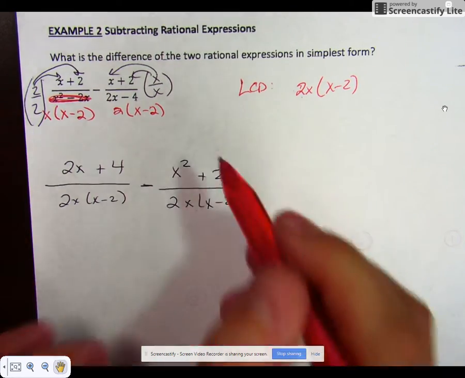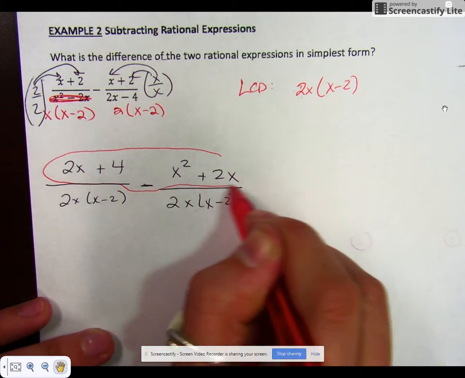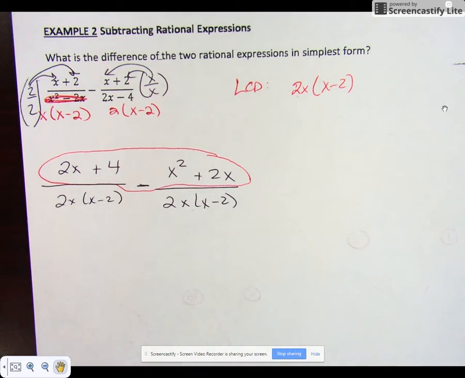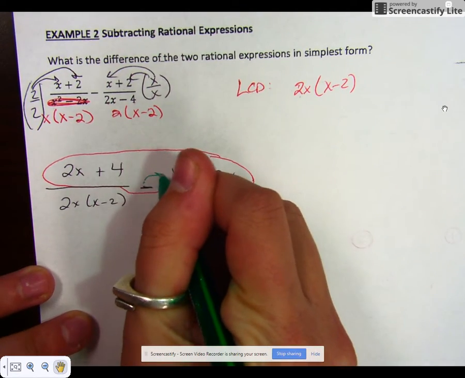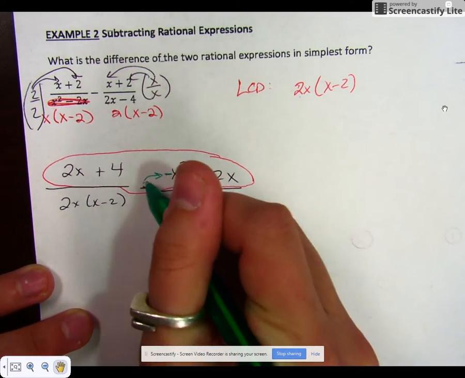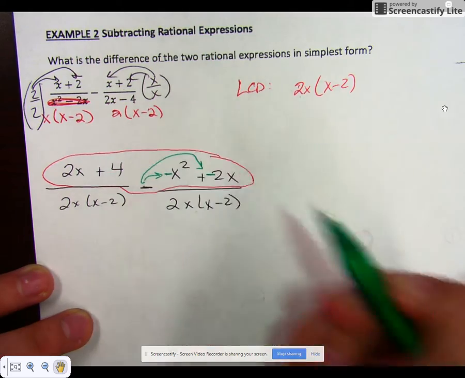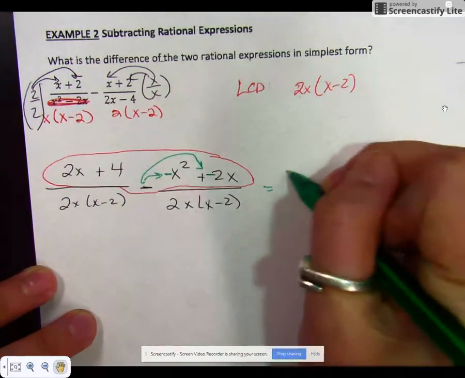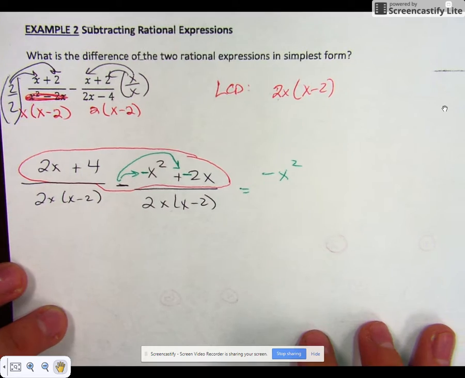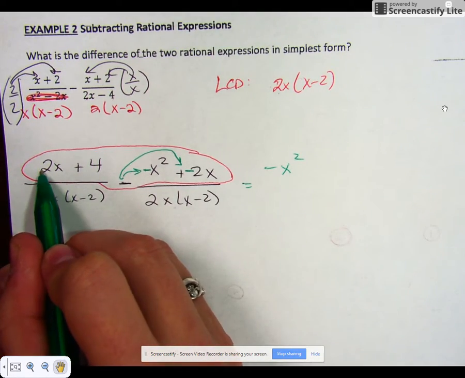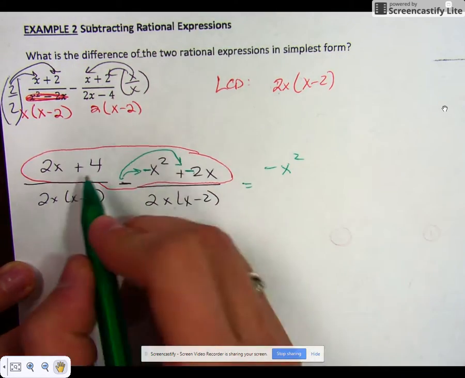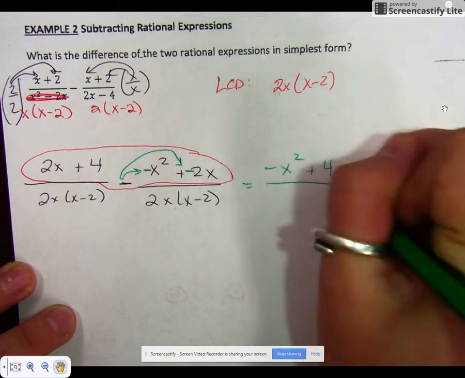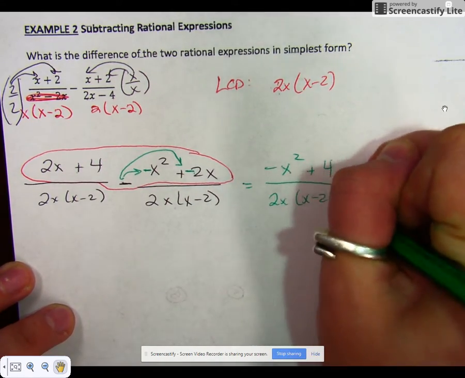So now here's the tricky part. When we put our numerators together, that subtraction sign needs to be applied to everything following it in that fraction. So this negative sign goes to the x squared and makes it negative. The negative goes to the 2x and makes it negative. So we have negative x squared. Then we have 2x minus 2x, so that cancels. And then we have plus 4 all over our LCD.